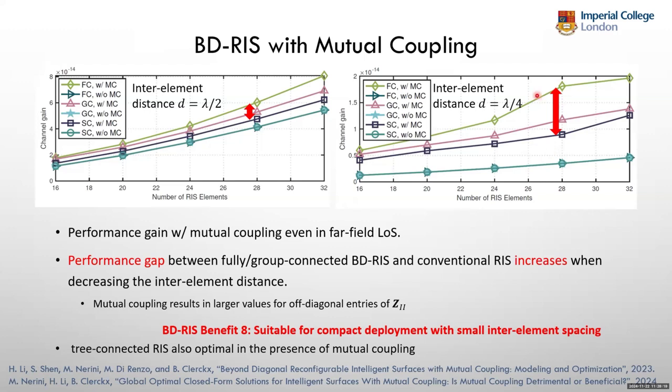to each other, for instance, here you have lambda over 4 spacing between elements, then the gain of having interconnections in beyond diagonal RIS is increasing. In other words, having interconnections helps you to have a more compact deployment of your RIS. The reason is that the interconnections act as a form of artificial coupling between the elements, and they enable you to control the physical mutual couplings in a much more efficient way.